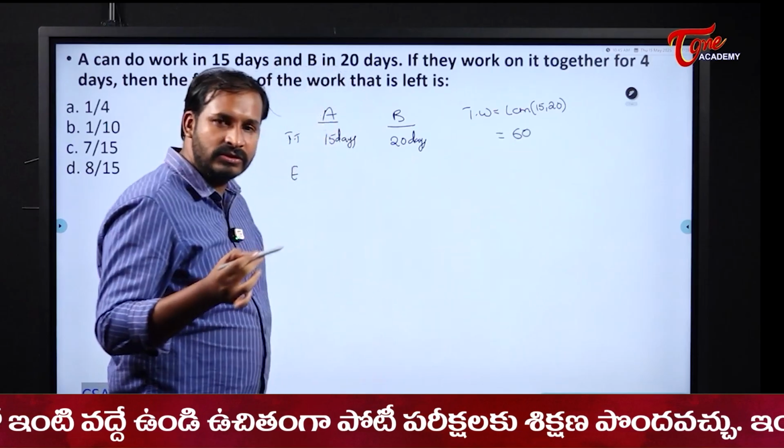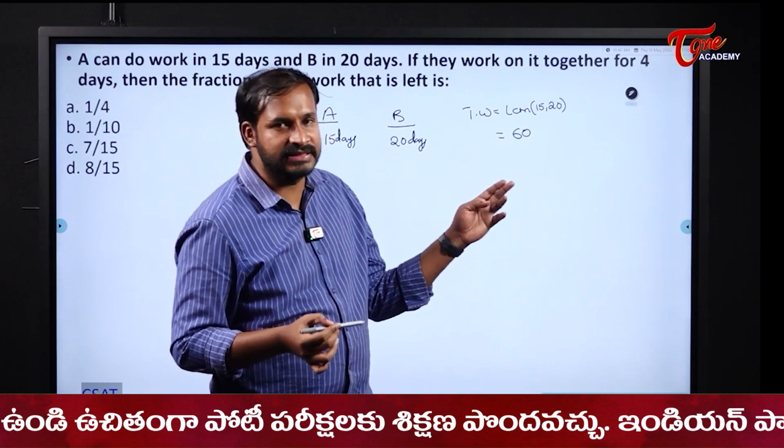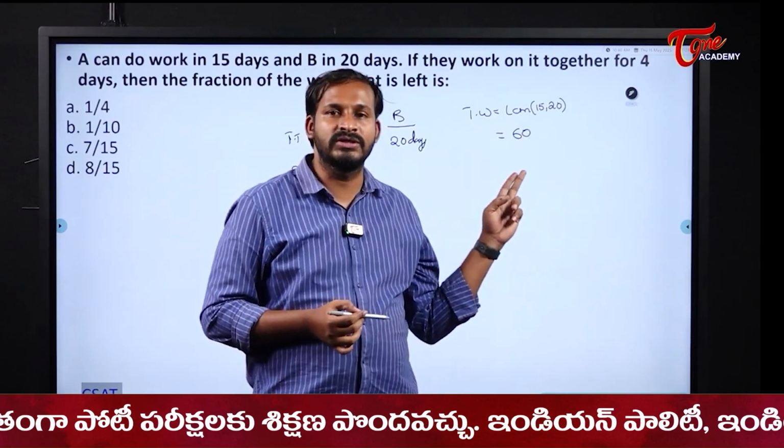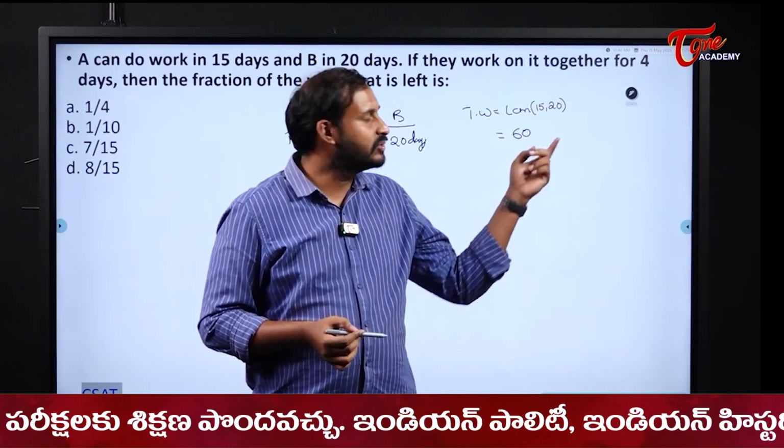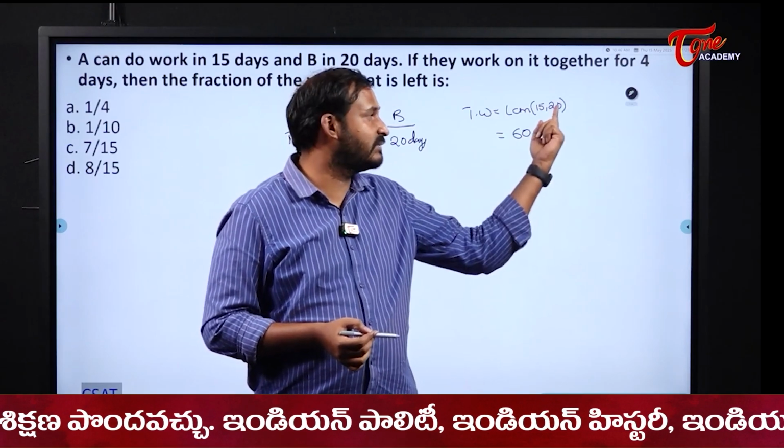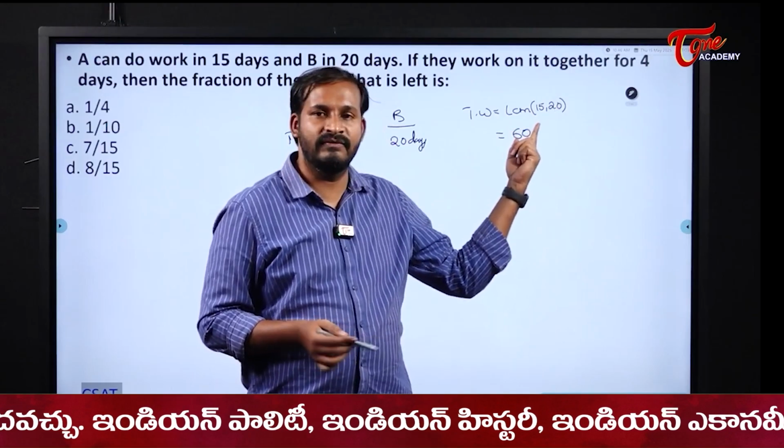See here, students, one more simple logic I will tell you to find the LCMs in this case. What is the bigger number among these two, 15 and 20? 20. So go with the multiples of 20. First multiple is 20. Is 20 divisible by 15? No.